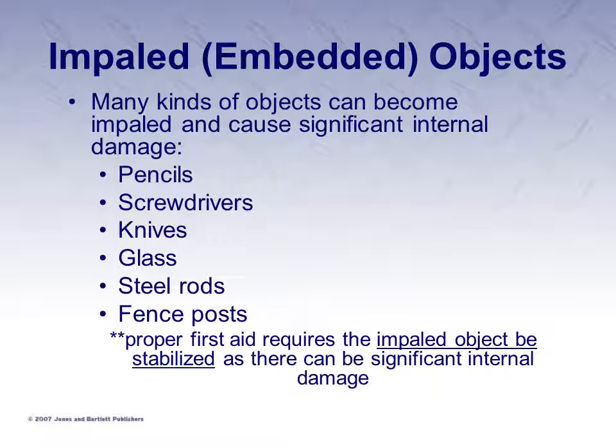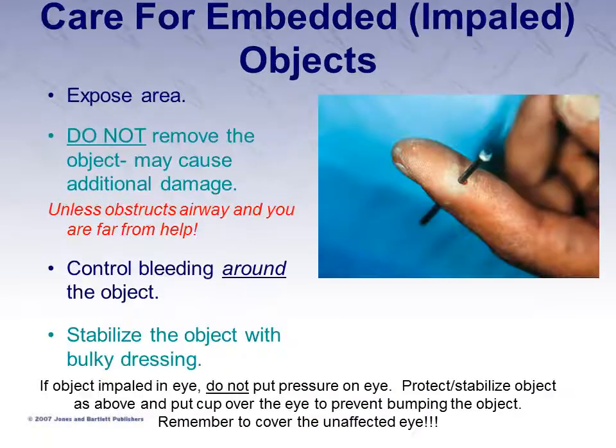First and foremost, you've got to stabilize the object. If it went into somebody's body, the last thing we want is it moving around and doing any more damage than it may have already done. So we've got to stabilize the object. We're not going to try and remove the object because we don't know what structures are around it or if we're going to hit them on our way up.